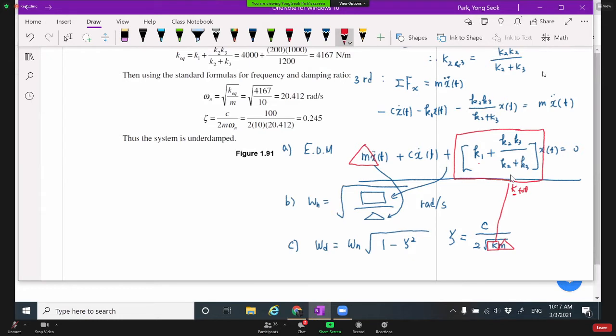Tell me, does the problem give you the K1, K3, so we will be able to know the K4? Yes. Okay. The M is supposed to be given. Then, do you know about the zeta? So what is zeta? Let's take a look at the problem. It's 0.245. Zeta over 0.245 is what? It's underdamped.